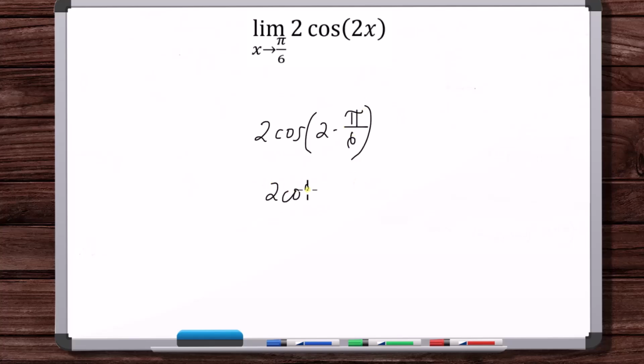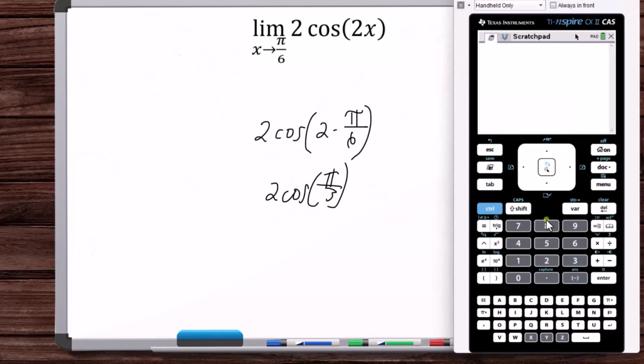So you have 2 cosine of pi over 3, 2 times cosine of pi over 3 is 1.